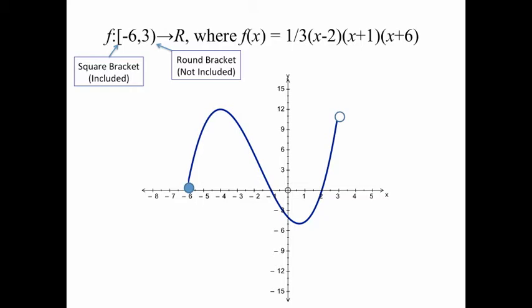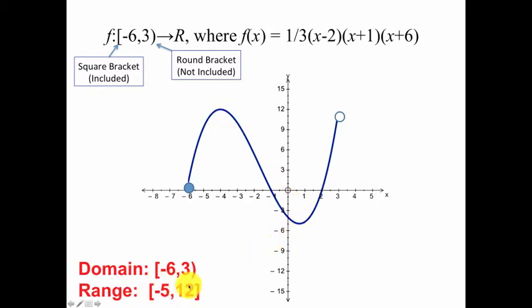So now if we have a think about it, what's our domain going to be? Well, it's going to go from any x value from negative 6 all the way over to 3. So our domain is from negative 6 to 3, with a square bracket at negative 6 and a round bracket at 3. Now our range, what's our lowest y value going to be? It's over here, and that looks to be at y equals negative 5. And our maximum y value looks to be at y equals 12 over here. And of course, because it's turning points, it means it's actually included. So our range is going to be from negative 5 to 12 with square brackets.